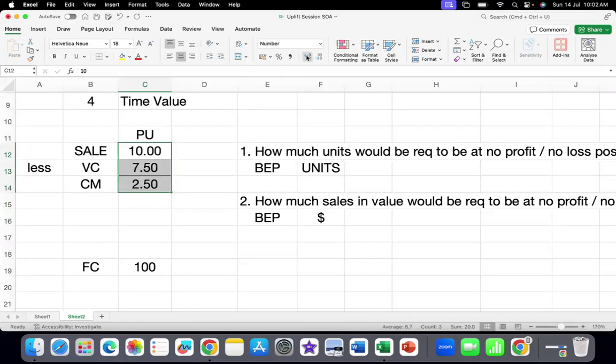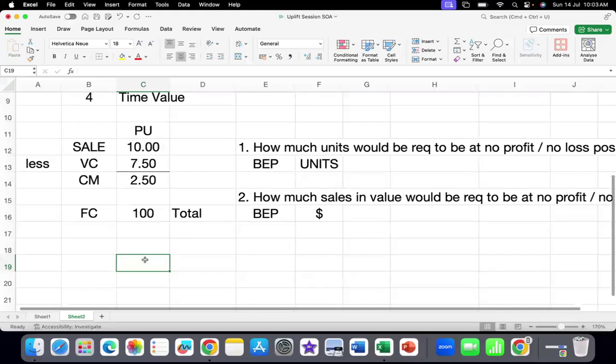This is my per unit cost. And what you want is you don't want the full statement. You only want sales, variable cost, contribution margin per unit, and a fixed cost in total. So once you have these four figures with you, you should be able to calculate multiple things out of it.